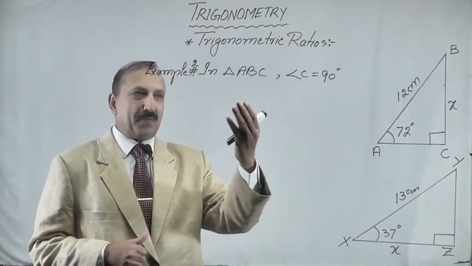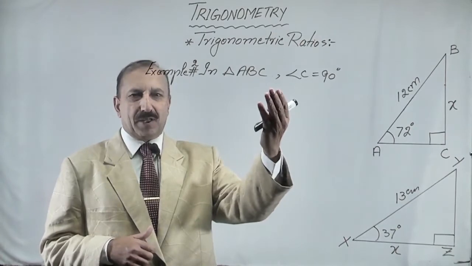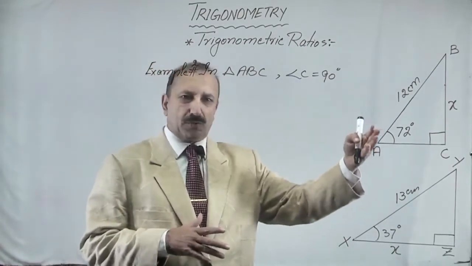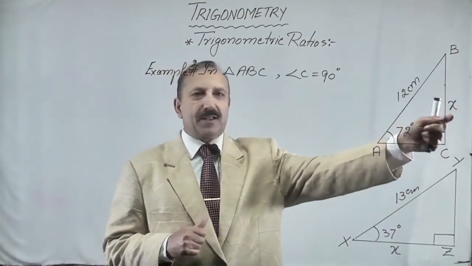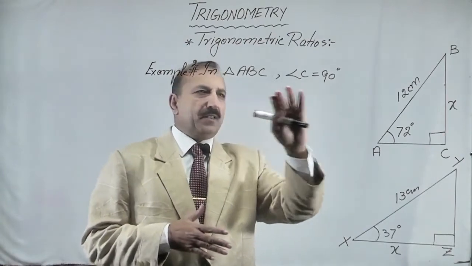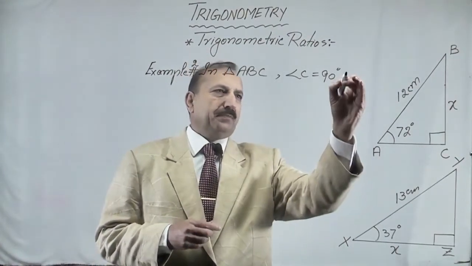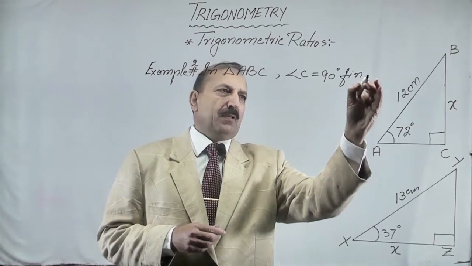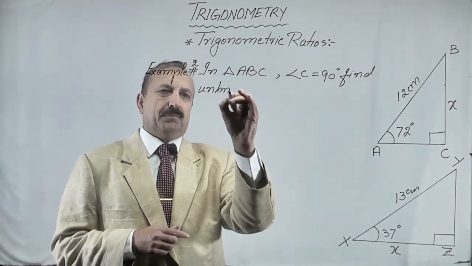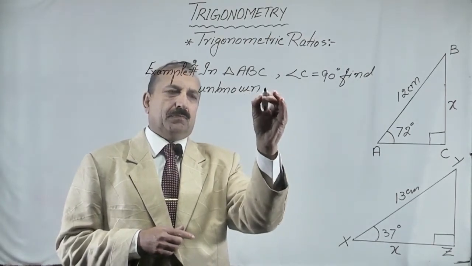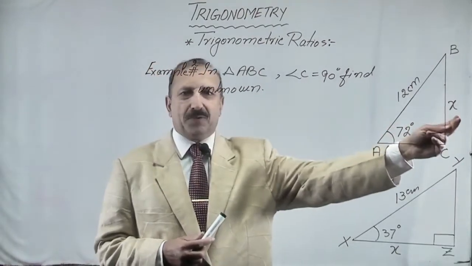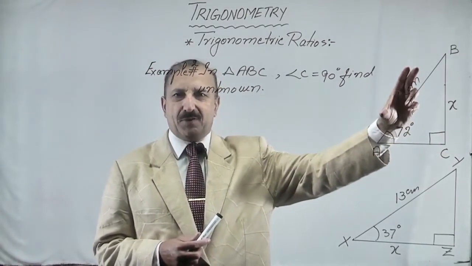Here, this is example number 2. It's a right angle triangle ABC with the right angle at C. If you look at the triangle, you see one side is labeled as X. It is given that we need to find the unknown in this triangle. Here X is unknown. You can see this side is given as 12 centimeter.